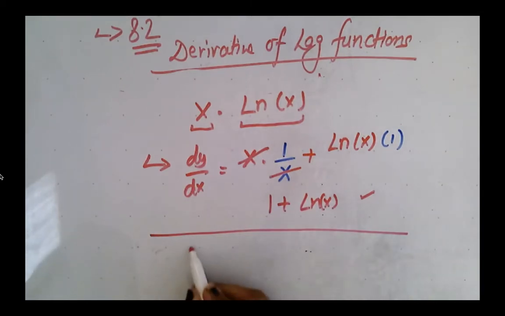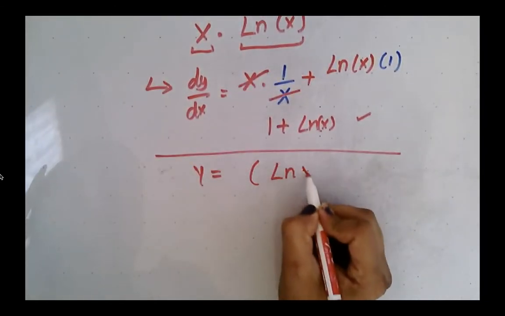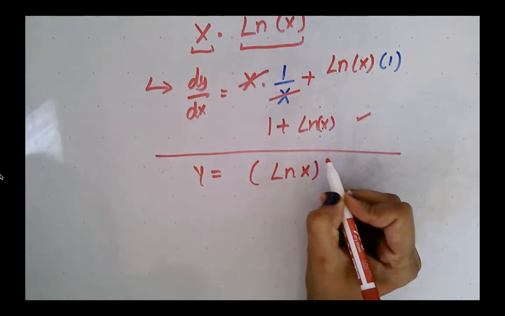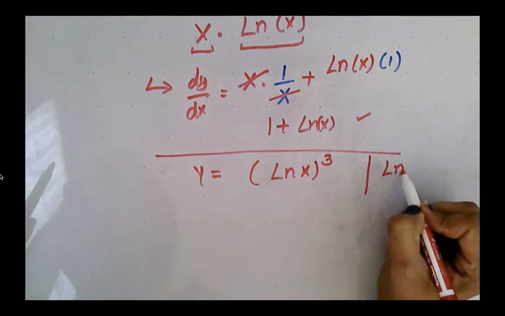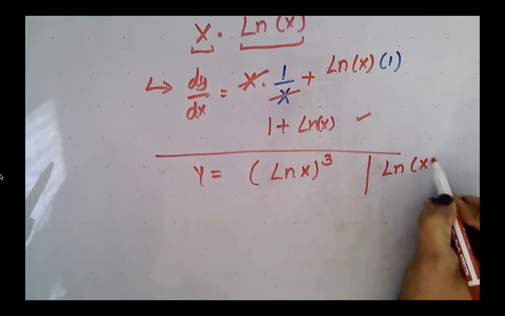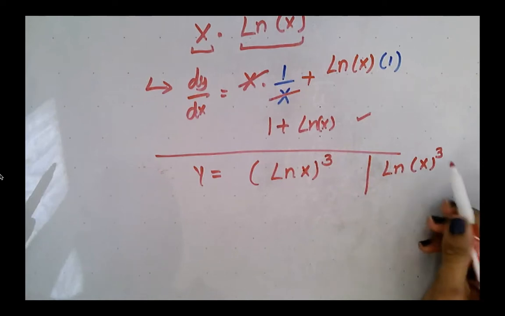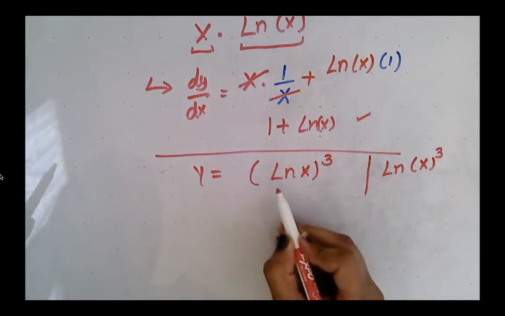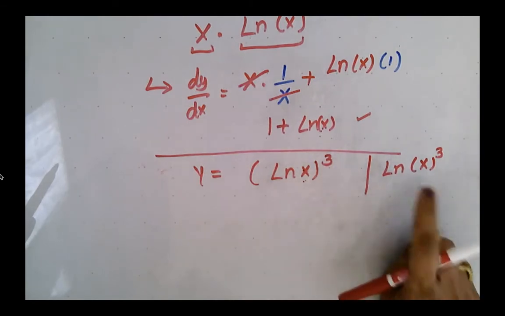One more on this one. I have y equals parentheses ln x to the third power. Now this is different than having ln of parentheses x to the third, because then x to the third would be just the expression itself. But now I see ln x inside the parentheses to the third power, which is different than this.